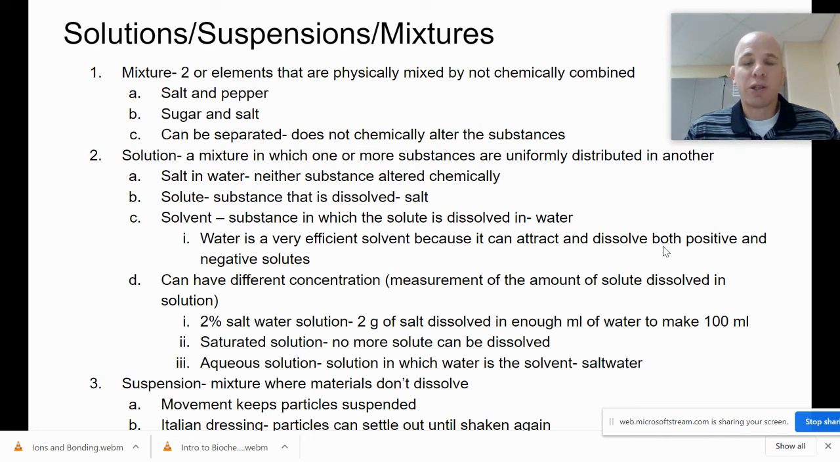All right. So my suspension is when there is no dissolving, the solutes don't dissolve. I still have a solute, I still have a solvent, but there's no dissolving taking place. So what keeps those things suspended or moving around? It's movement. But if I set that Italian dressing bottle down, leave it there for a day, guess what? All those things are going to settle down to the bottom. Okay. So solutions and suspensions. In physical science, we talked about another mixture called a colloid. We're not going to worry about that here in biology. We're just going to worry about suspensions and solutions as part of our mixtures.